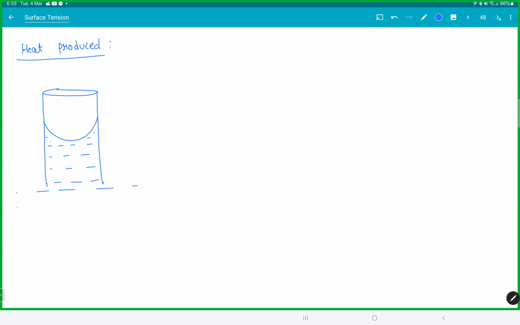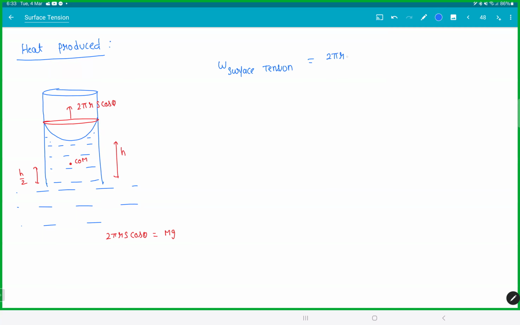So here, if this was the surface, and this was the height h, the center of mass is at a height of h by 2. And we know this meniscus is being pulled up with 2 pi r S cos theta, and this 2 pi r S cos theta is responsible for balancing the weight mg. So the work done by the surface tension force will be force into displacement, which is 2 pi r S cos theta into h. And I know 2 pi r S cos theta is mg. So this is actually mgh.